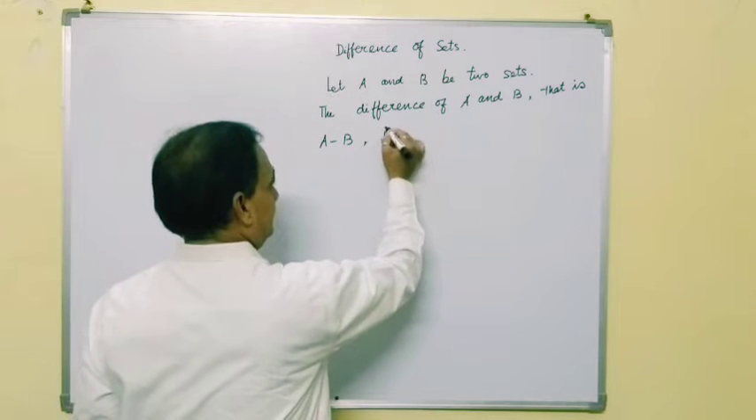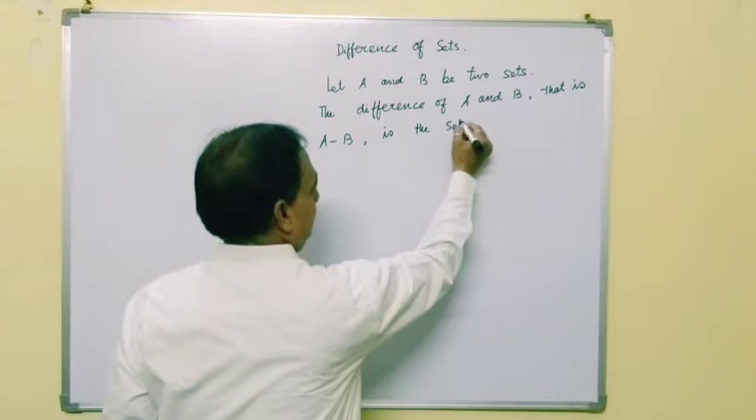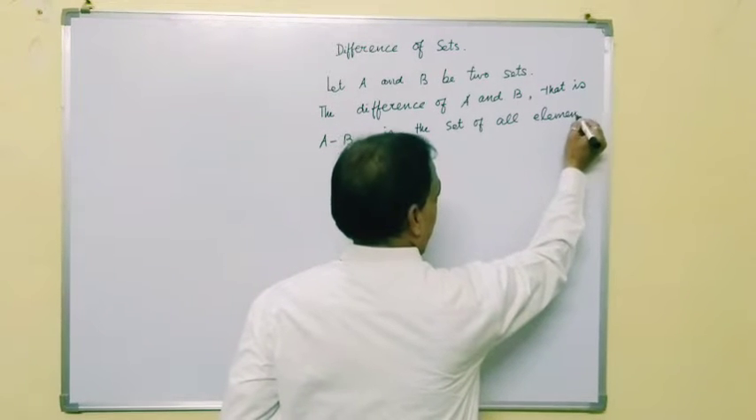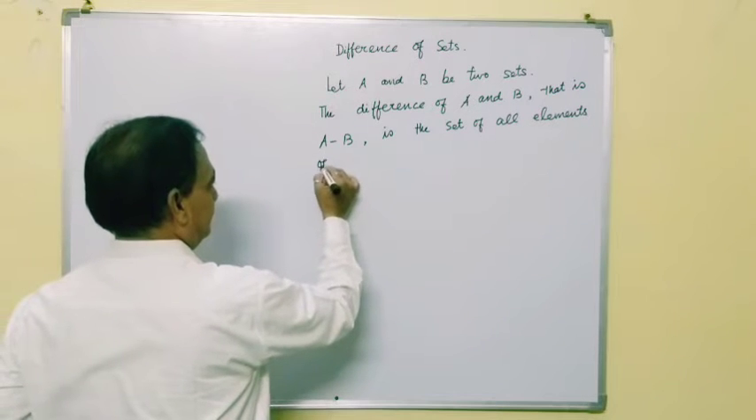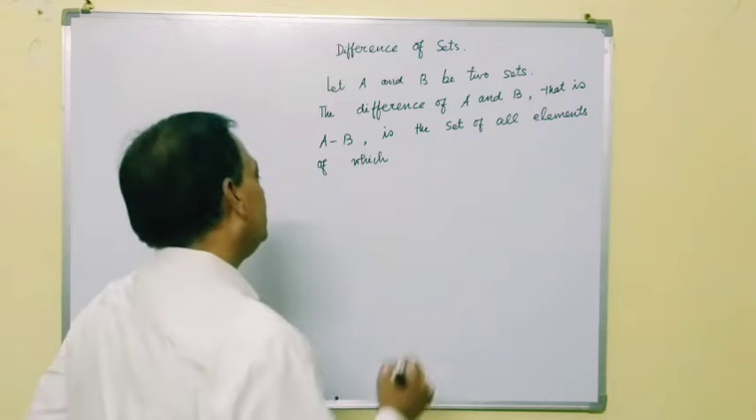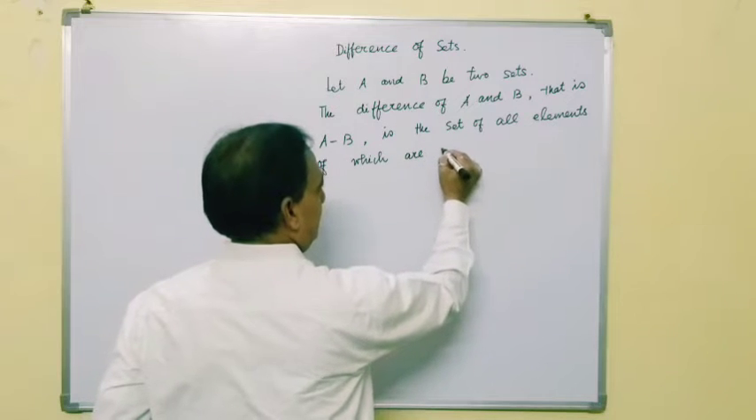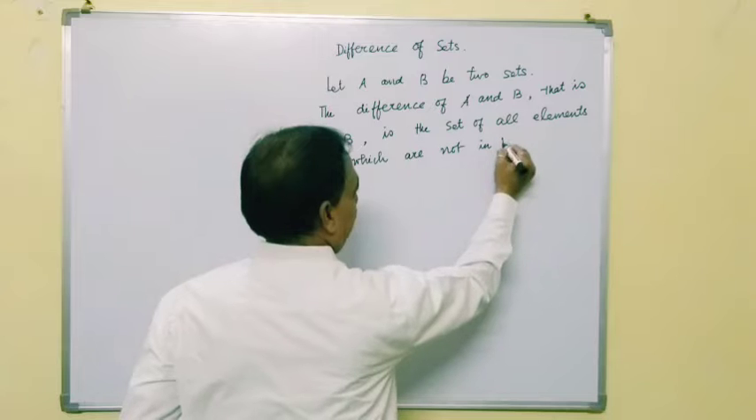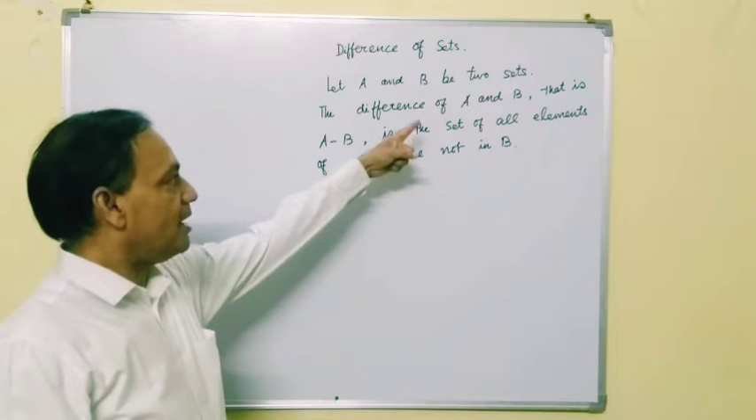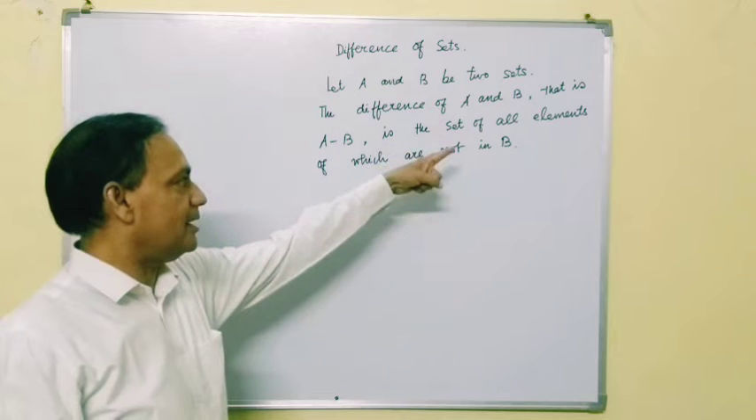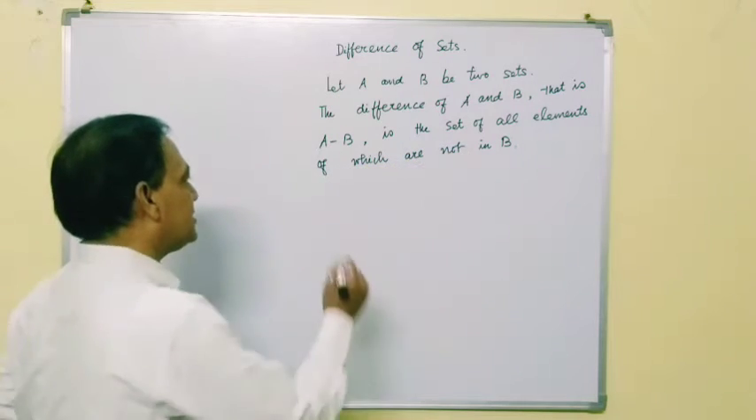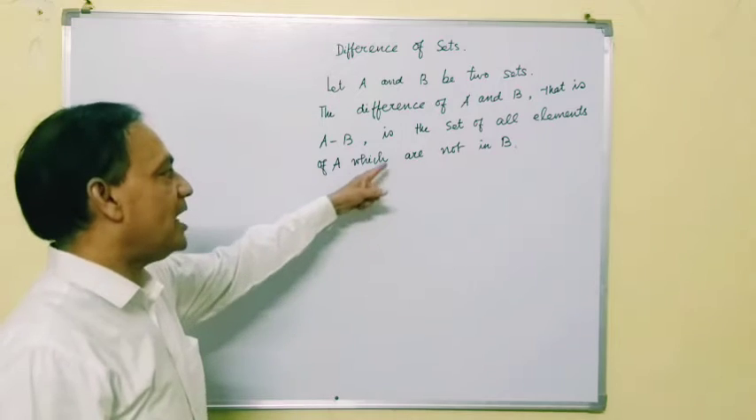The difference of A and B, A minus B, is the set of all elements of A which are not in B.